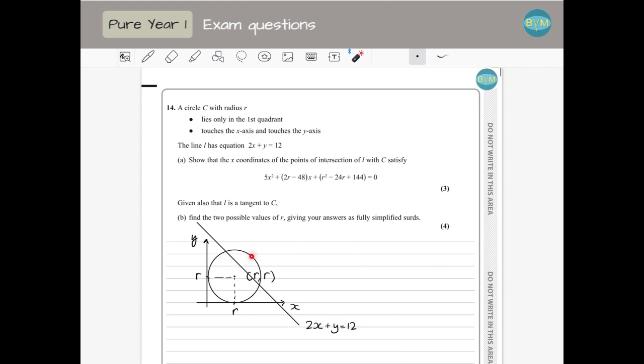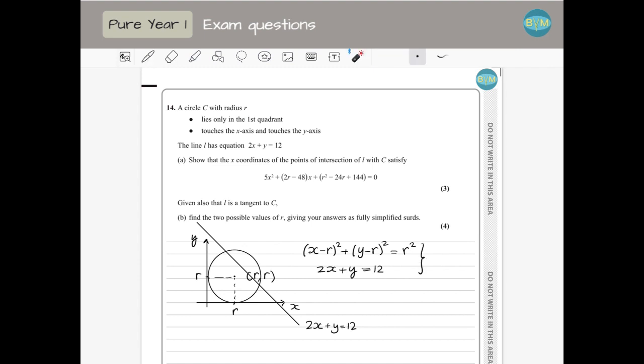So we need the equation of the circle, but we have the center and the radius, so it's going to be quite easy. We can do x minus the x of the center, squared, plus y minus the y of the center, which is r again, squared, equals r squared. So this is the equation of the circle and this is the equation of the line. To find the intersection, we just have to solve simultaneous equations.